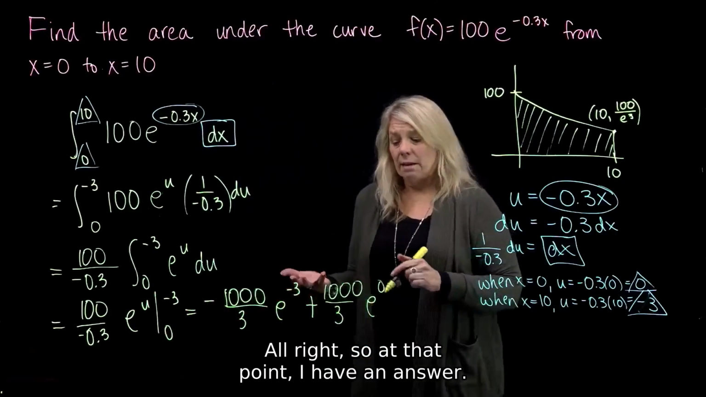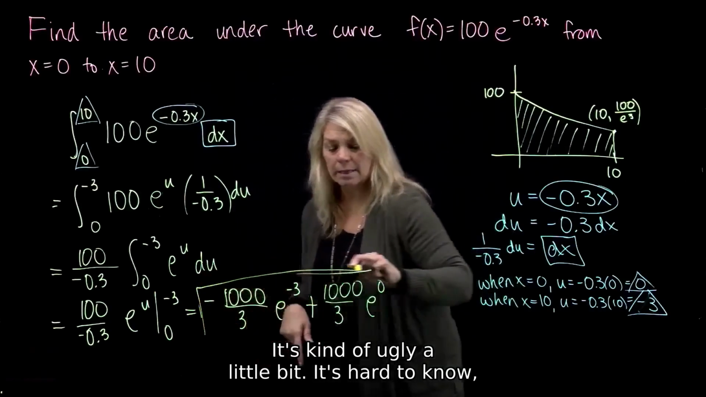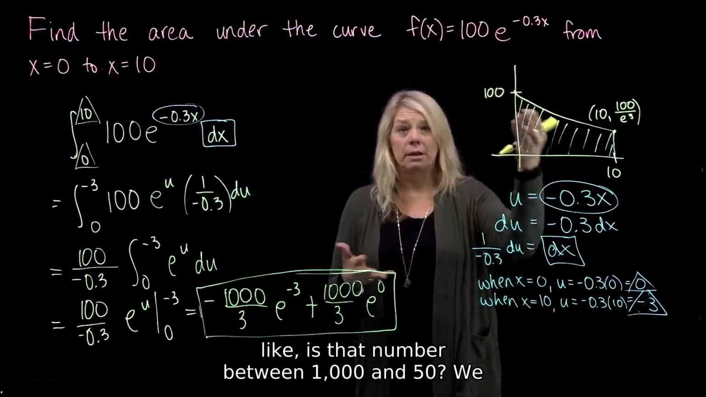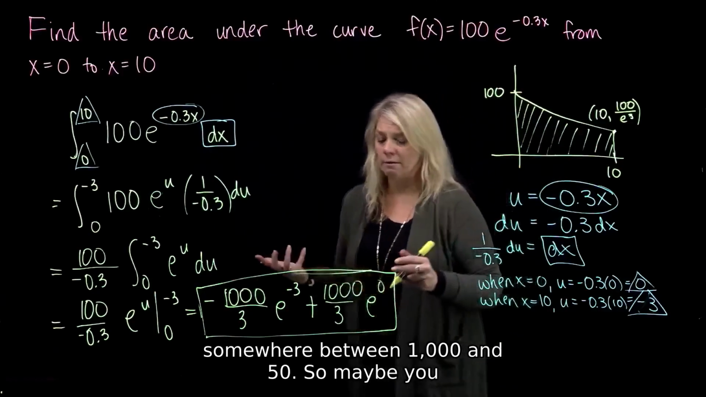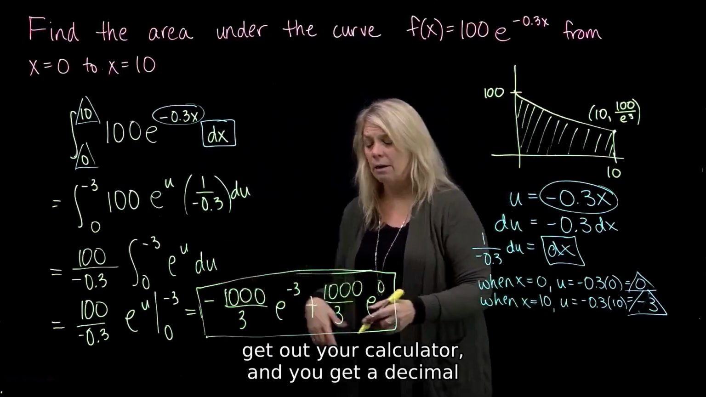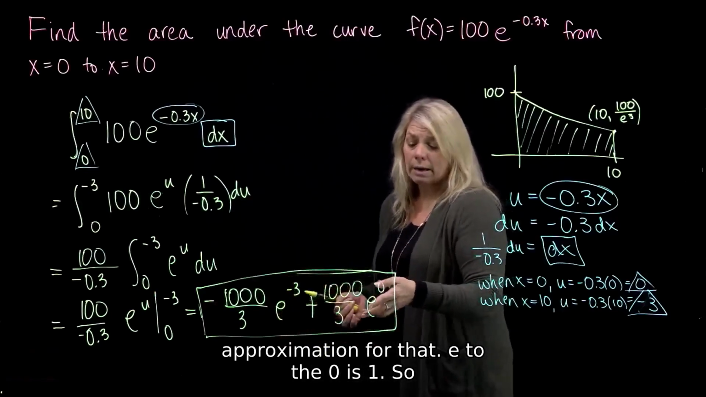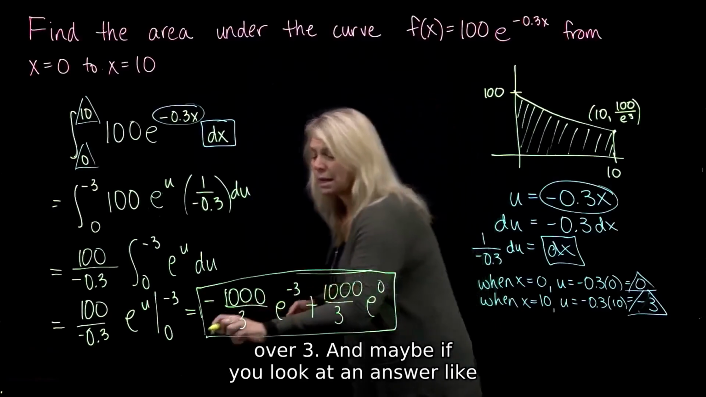All right, so at that point I have an answer. It's kind of ugly a little bit. It's hard to know, like, is that number between 1,000 and 50? We said at the beginning here that the answer should be somewhere between 1,000 and 50. So maybe you get out your calculator and you get a decimal approximation for that. e to the 0 is 1. So this whole last term here could be written as 1,000 over 3.